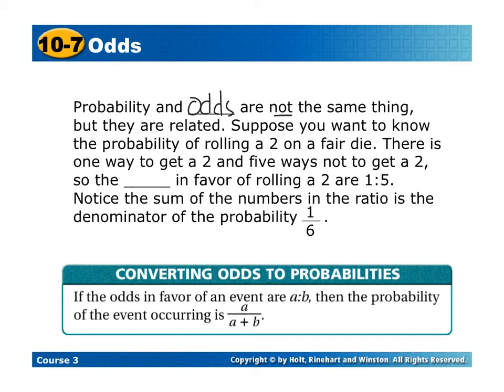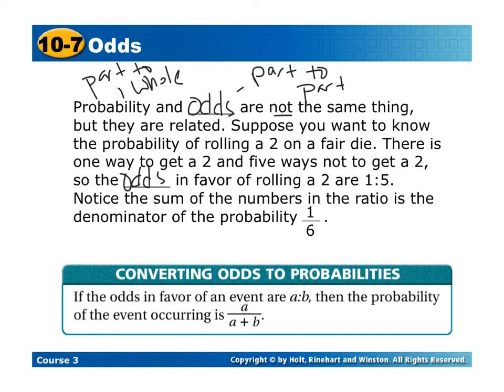So suppose you want to know the probability of rolling a 2 on a fair die. There's one way to get a 2 and 5 ways to not get a 2. So the odds in favor of rolling a 2 are 1 to 5. Notice the sum of the numbers in the ratio is the denominator of the probability, 1 out of 6. So that's the main difference, is that odds are always going to be written as a part-to-part ratio, whereas probability is going to be a part-to-whole.